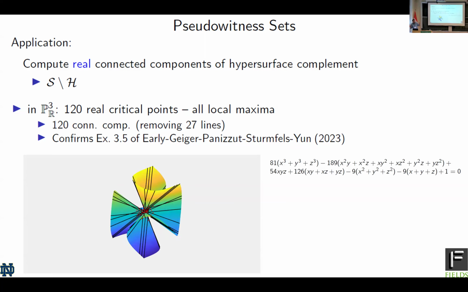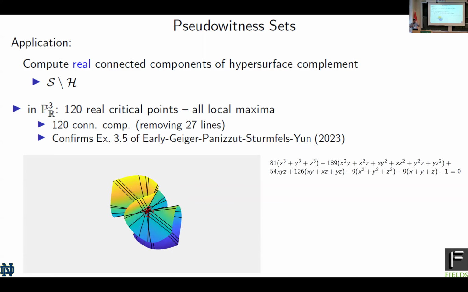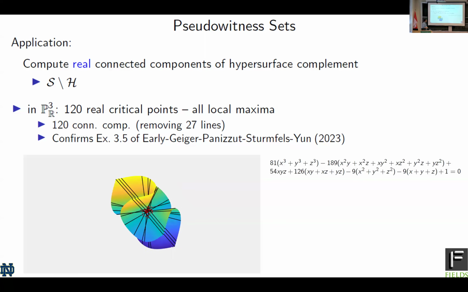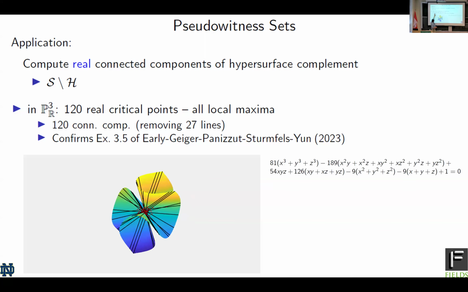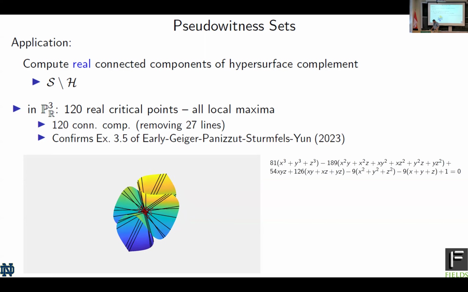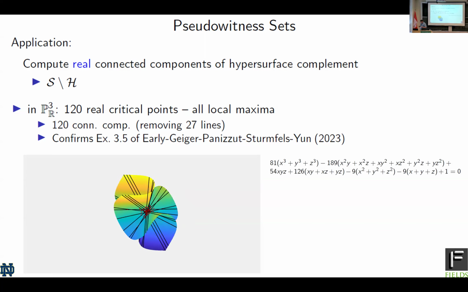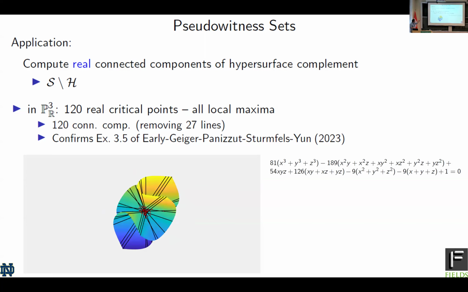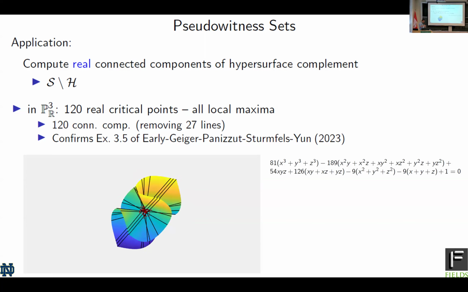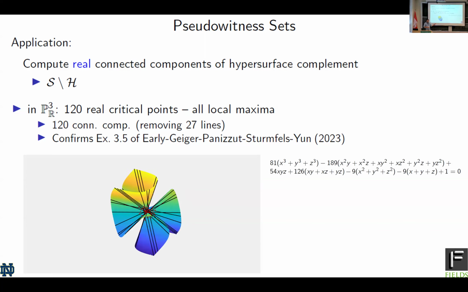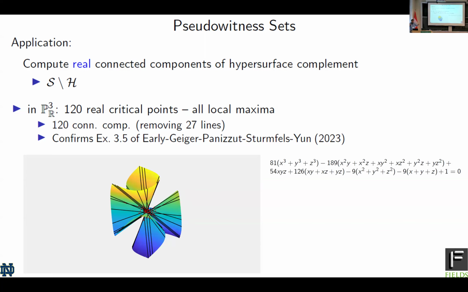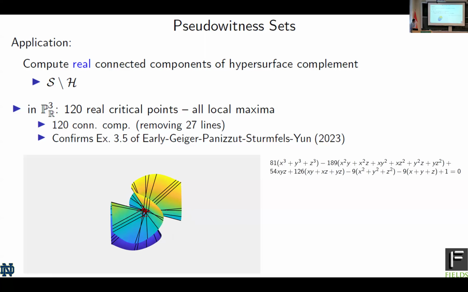I first did this computation in R3, and then Barrett quickly said, you should do it in projective space instead of affine space. And so once you do it in the right space, you have the Clebsch cubic. Here's the affine form that I used. You remove the 27 lines, and you get 120 critical points. Since this is actually a hyperplane arrangement on the Clebsch cubic, everything is a maxima. And so you only have one point for each connected component. So it works out beautifully.